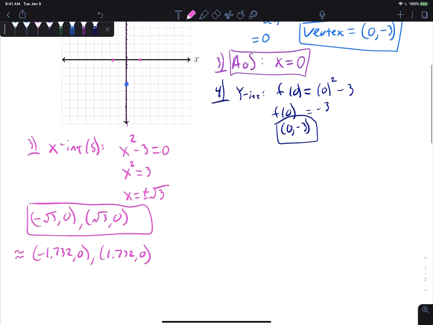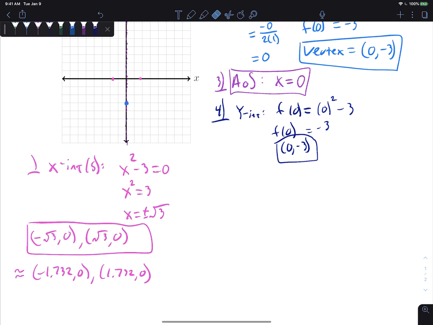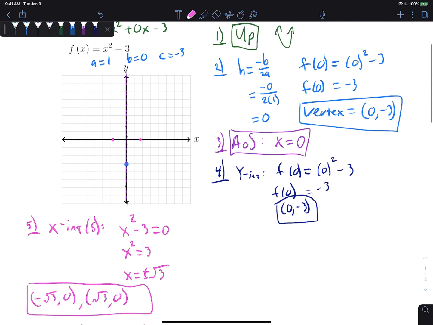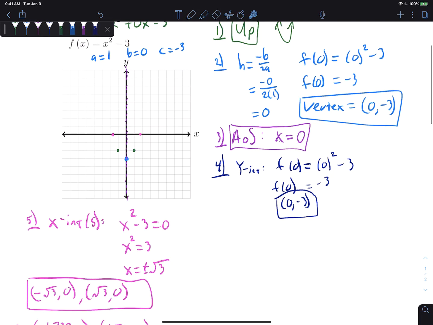And that's actually enough. Oh, that was step 5 here, not step 3. We're not counting down, we're counting up. Okay. That's almost enough. But let's go ahead and find another point. Notice that if I just put in a 1 here, 1 squared is 1, 1 minus 3 is negative 2. So I can say 1, negative 2 is a coordinate, which means negative 1, negative 2 is a coordinate. Also doing 2, 2 squared is 4, 4 minus 3 is 1, so it would be 2, 1.